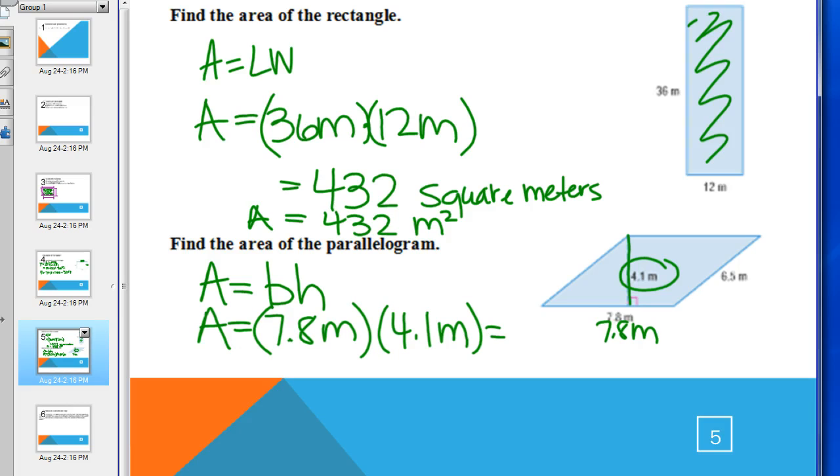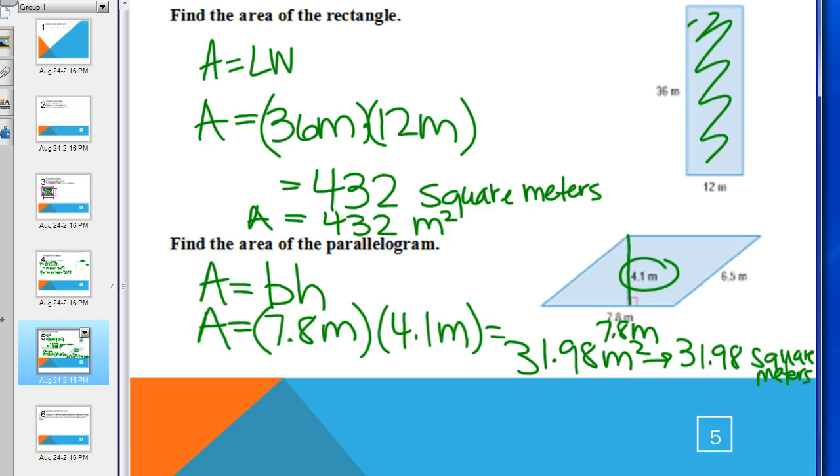So 7.8, if you want to pause and work that on your calculator, you can. 31.98 meters squared or square meters. It doesn't tell me to round to the nearest tenth, so I would just leave it like that. Another way you can write that is 31 and 98 hundredths, and you can write out the word square meters if you would like to.